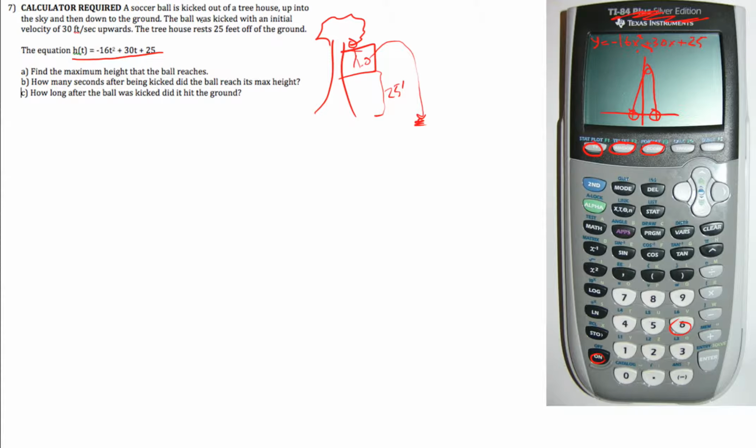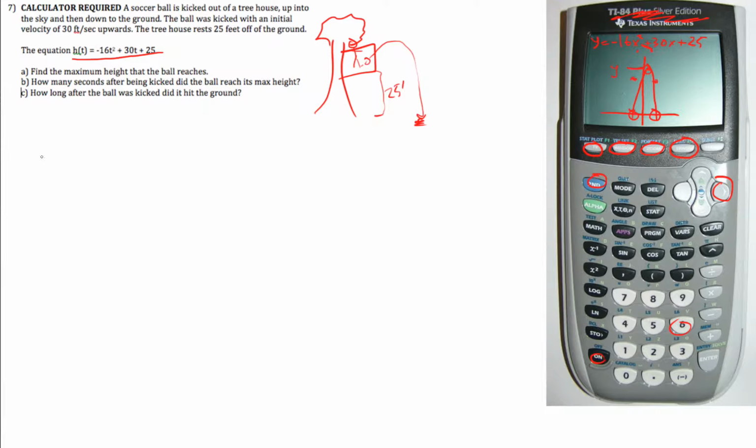And now we want to answer question A. It says the maximum height of the ball. Well, the maximum height of the ball is the maximum of our function, whatever that y value right there is. To find that, we go to second, hit the trace button to calculate, and go to option number 4, because we're calculating a maximum. If you hit enter, it's going to say left bound, and just move your cursor somewhere to the left of that point, and hit enter. Then it's going to say right bound, and use the right arrow key to move your cursor over until you're over here somewhere, and then hit enter. Then it's going to say guess. You can just hit enter again.